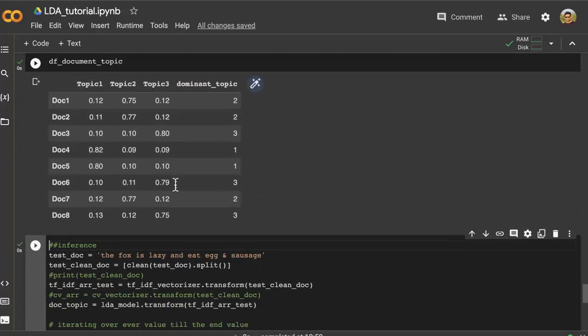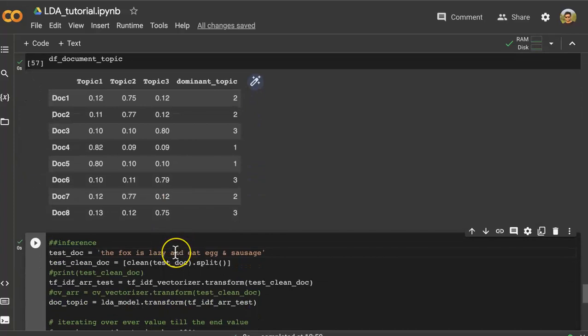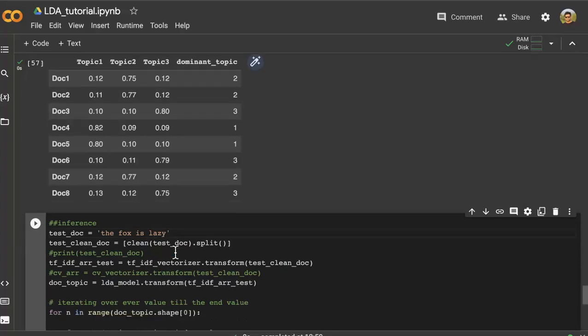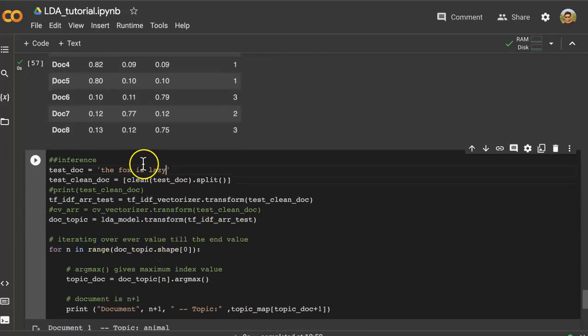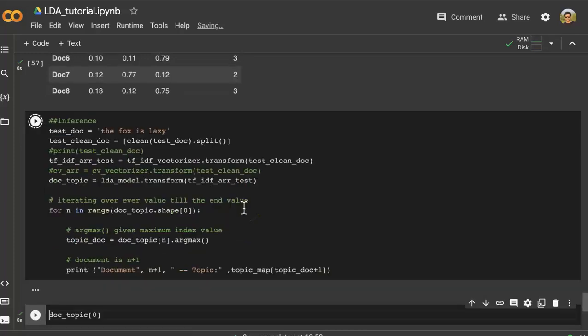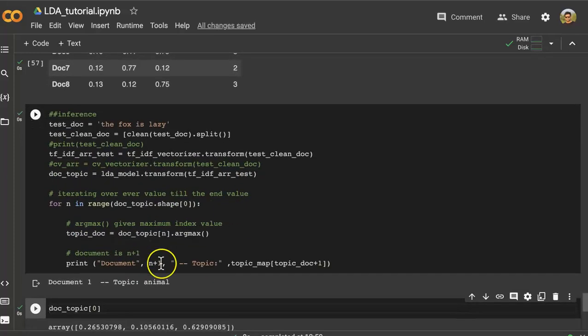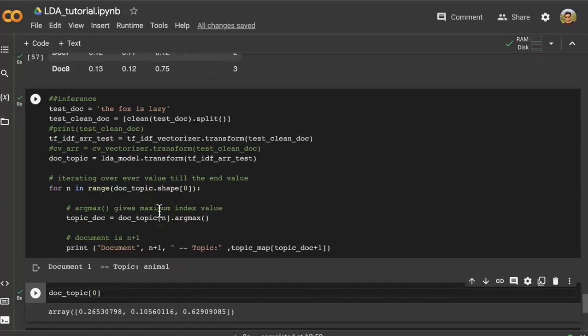Okay, so now it's time for inference. All the words we have already seen. Now let's infer for a new document. We already trained the model, so now we want to classify a document. The document says "the fox is lazy". We want to classify what the class is. If you see, it is predicting the class as animal, so it is quite right.